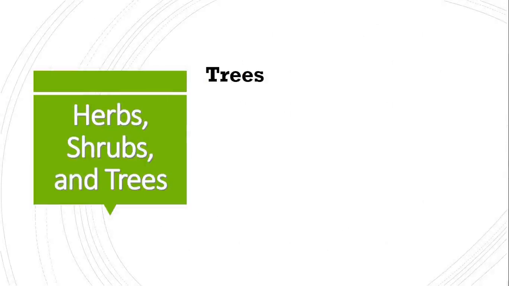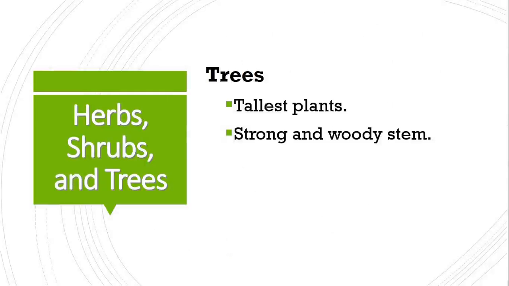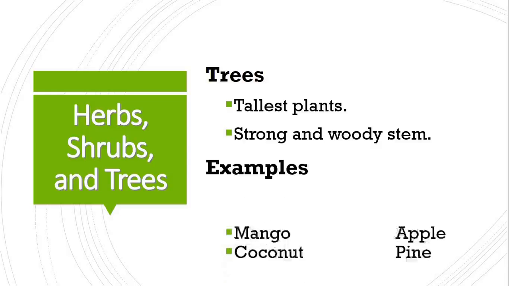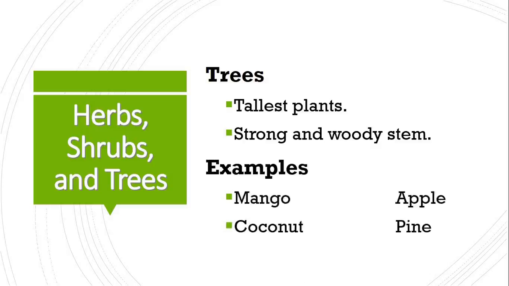Trees. The tallest plants are called trees. It has a strong woody stem and it is known as trunk. It has branches near the top, for example, mango, coconut, apple and pine tree.